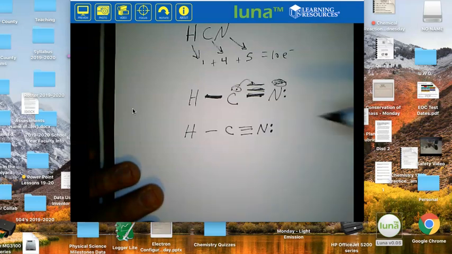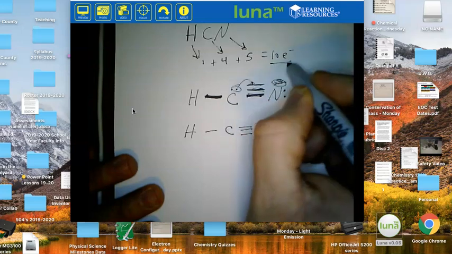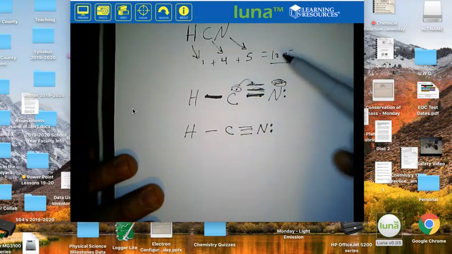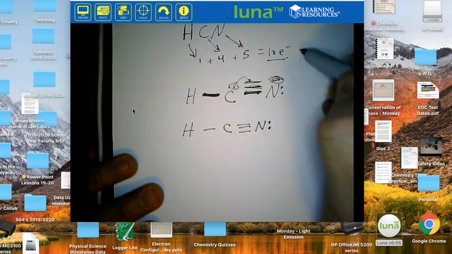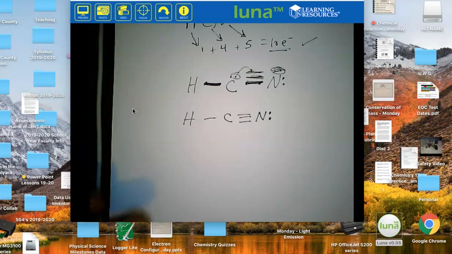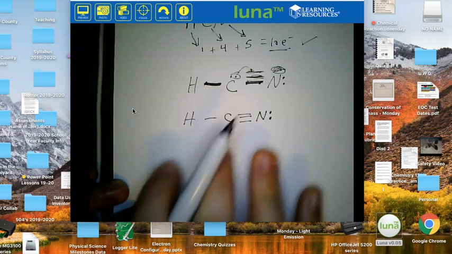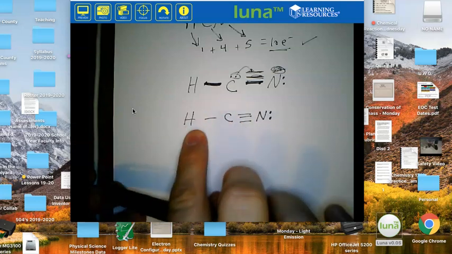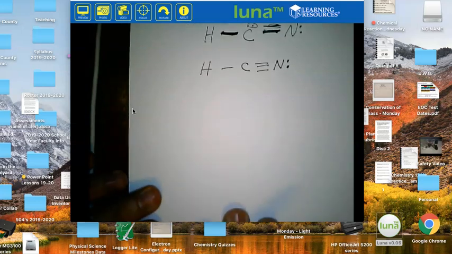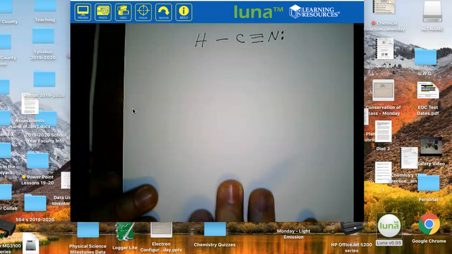Now to go back and double check, because we added up all our valence electrons, we can just add everything up to make sure that we have 10 valence electrons. So here we have 2, 4, 6, 8, 10. And so we're good with that. That should be our structure for HCN. Every element obeys the octet rule. And of course, hydrogen needs to, so it obeys its own special rule.